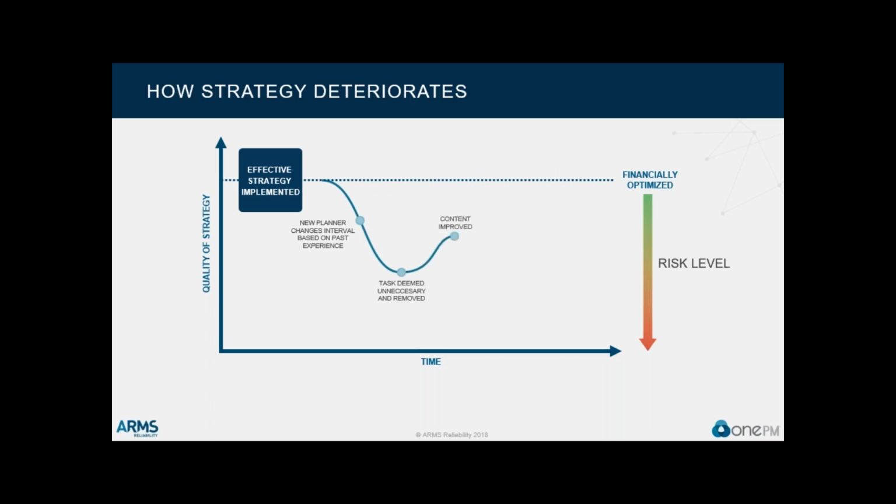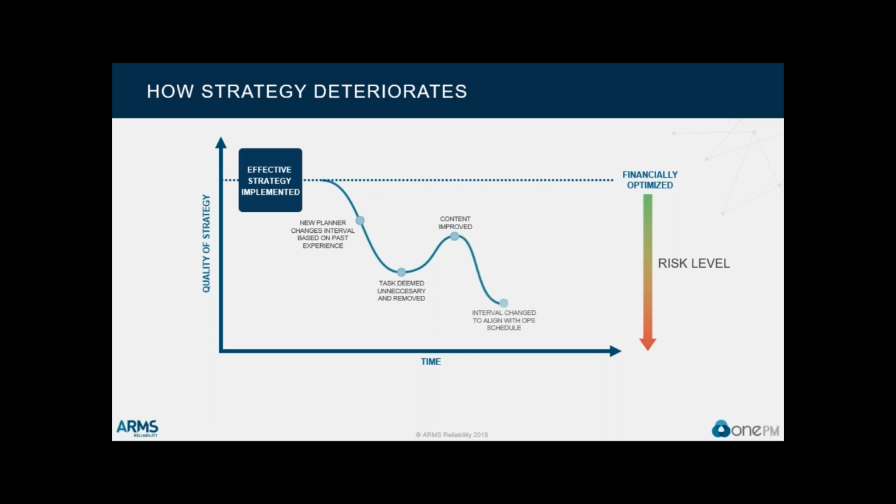So what we do is we improve the content, and we focus on that content of our strategies, and that gets us some level of improvement. It doesn't quite get us back to where we were because we were focused on content, not on the justification behind the effectiveness of the strategy, but it does give us some improvement.